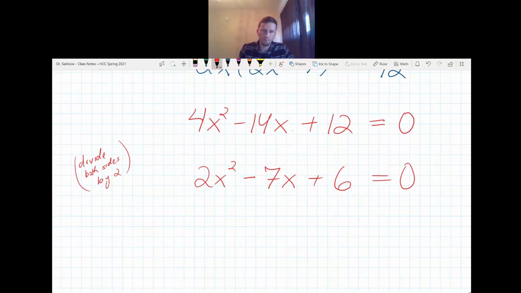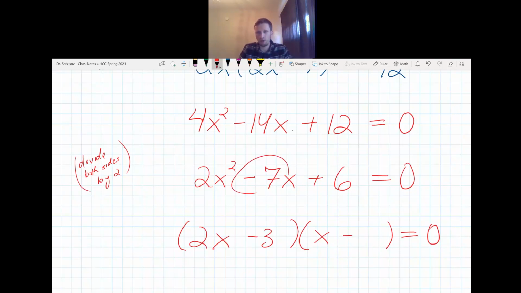Okay. Now, factor. We know it's 2x times x, right? Think about it. How else will I get 2x squared? 2x and x. Now, 6, we can try 6 and 1, or we could try 2 and 3. Let me try the 2 and 3. Let me try a minus 3 here, because minus, minus gives a plus. Plus, plus is not going to work, because the middle term is a minus 7. So let's do minus, minus. Minus 3 and minus 2 will actually work out.